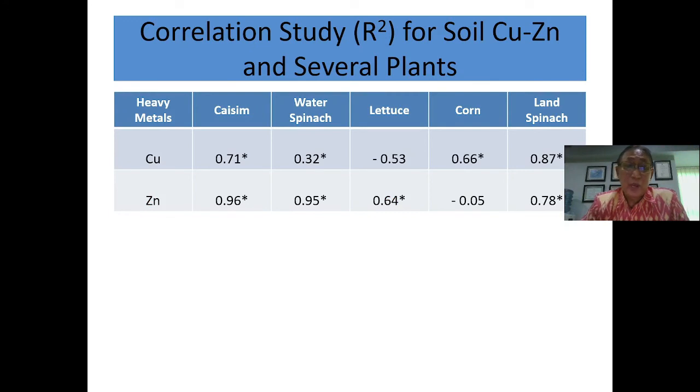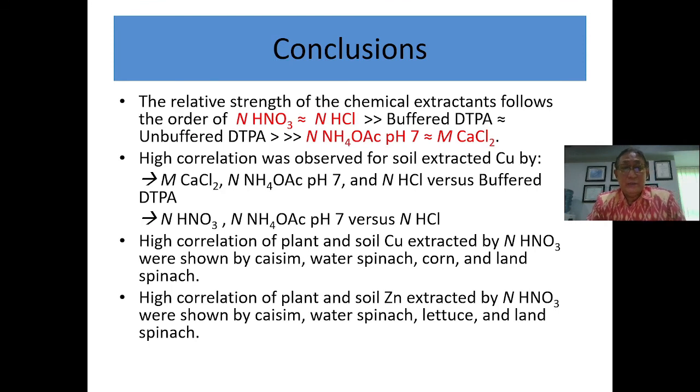And the higher correlation coefficient between soil and plant heavy metal is also shown by copper and zinc for different plants. You can see that the exception is only for lettuce for copper and for zinc in corn. And the conclusion of this research was the relative strength of the chemical extractants follows the order of nitric acid and hydrochloric acid in one group, buffer DTPA in the second group, and then ammonium acetate and calcium chloride in the third group.